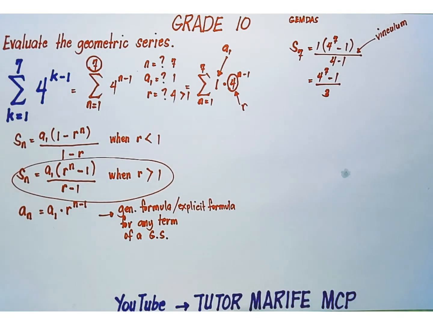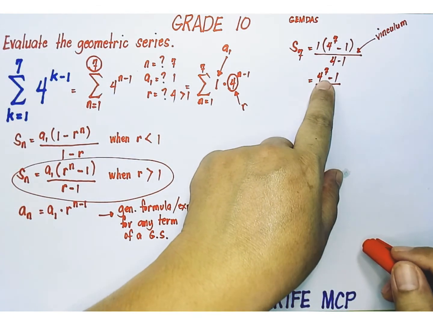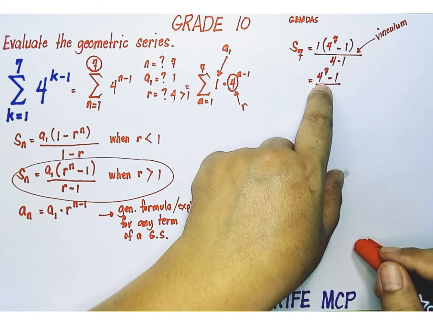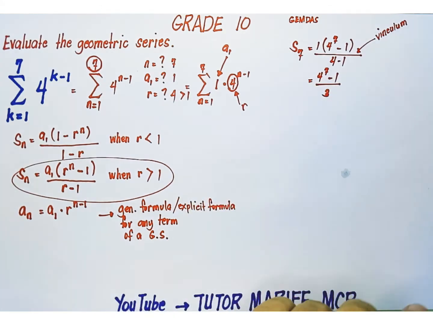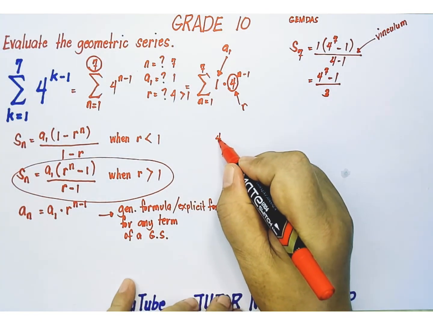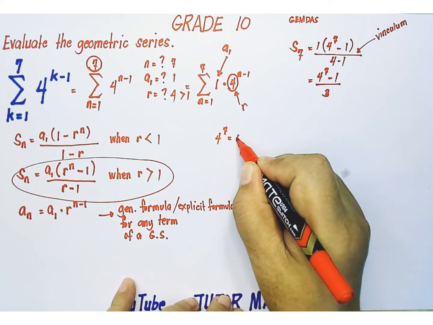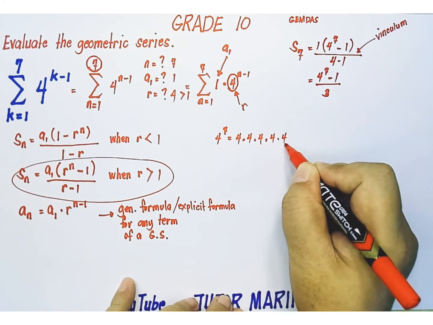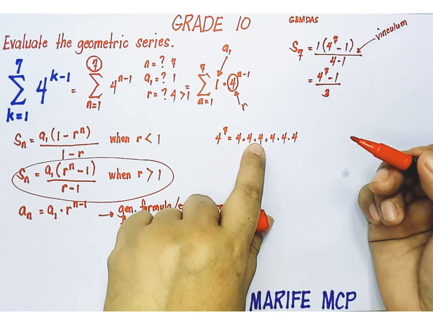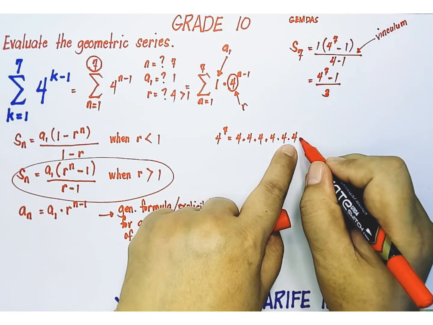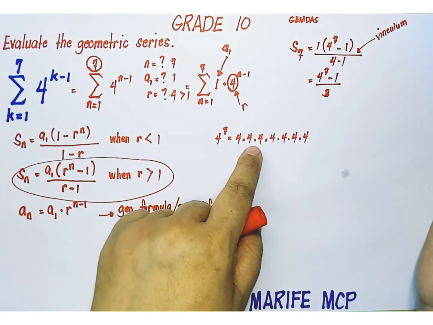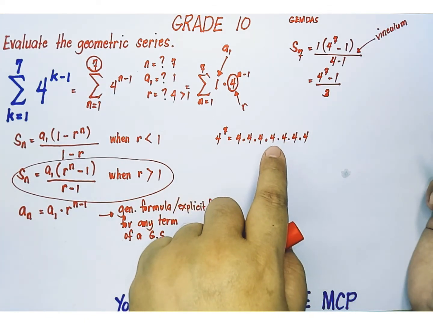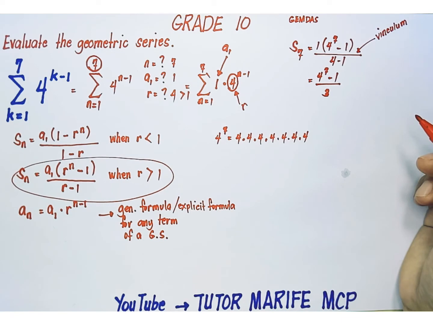So, what is 4 raised to 7? 4 raised to 7 in expanded form, you have to use 4 as a factor 7 times. So, ano ang 4 raised to 7? Ang 4 raised to 7 ay 4 times 4 times 4 times 4 times 4 times 4 times 4. 1, 2, 3, 4, 5, 6, 7. Use 4 as a factor 7 times.